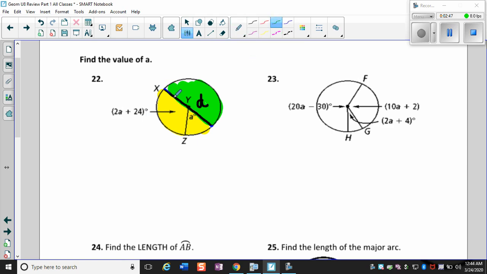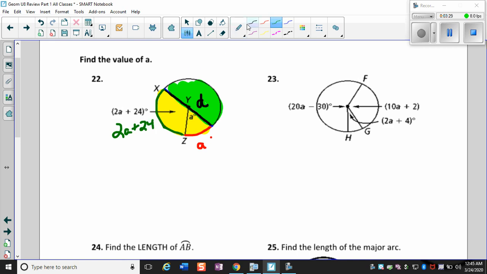is that this central angle, XYZ, which measures 2A plus 24, its arc is also 2A plus 24. The same thing with this central angle here, which just has A in it. This central angle's measure is just A. Let me write this over here. So I know that this arc over here is 2A plus 24.